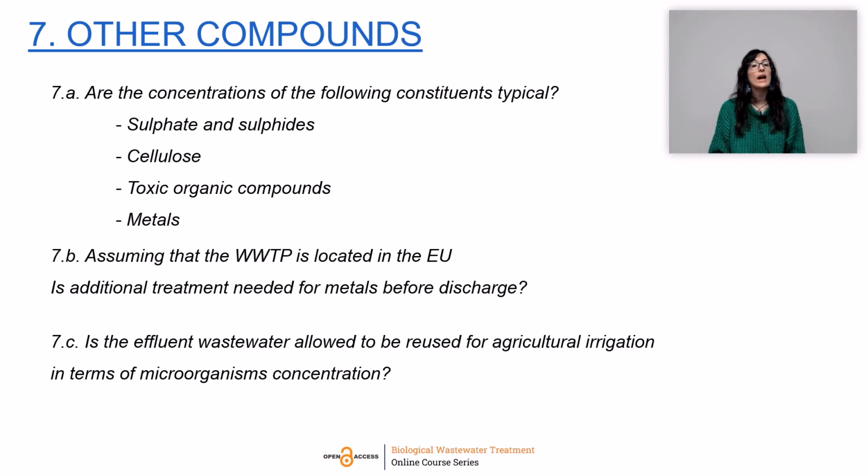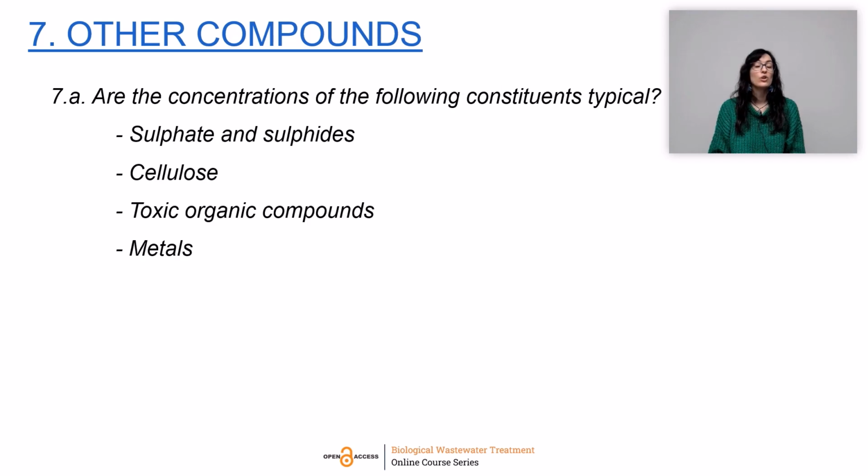And here we will answer 3 sub-questions. First, we will analyze the concentrations of different compounds. Second, we will evaluate the need for additional treatment for metals in order to comply with certain plant discharge limits. And third, we will assess the possibility of water reuse based on the microorganism's concentration. So let's start with the first sub-question.